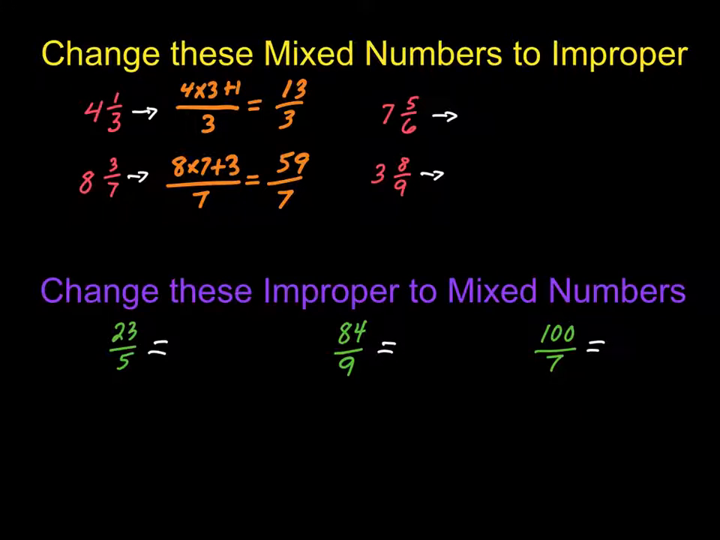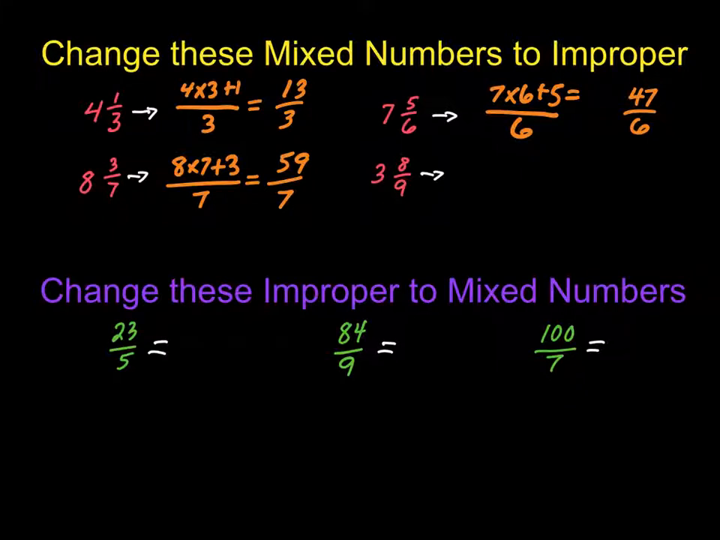Let's take a look at our third one here. We have 7 and 5/6. 7 times 6, which is 42. We add 5 more, gives us 47. My denominator stays the 6. I get 47/6. And our final fraction to convert to an improper would be 3 and 8/9.